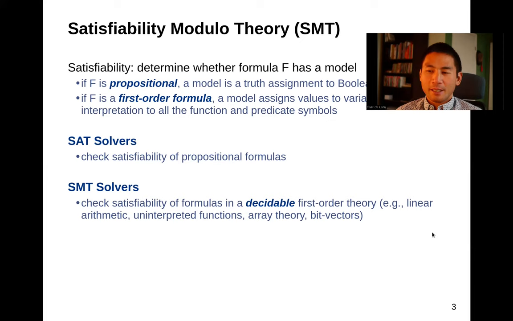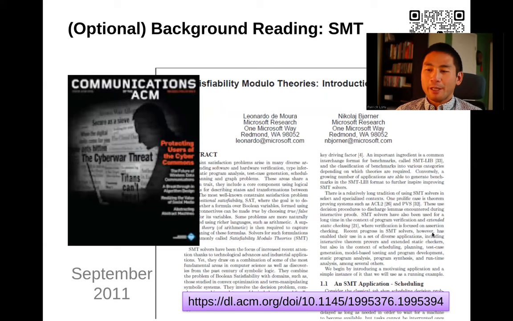SAT solvers check the satisfiability of propositional formulas and give you an assignment if there is one. SMT solvers add on to that by checking satisfiability of formulas in a decidable first order theory, like linear arithmetic, uninterpreted functions, array theories, or bit vectors. If you want to read more about it, there's optional background reading on SMT. There's a paper in Communications of the ACM, September 2021. There's also a lot of extra background material on the course webpage, so if you want to know more, you can look at that.